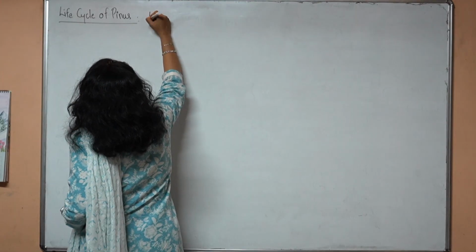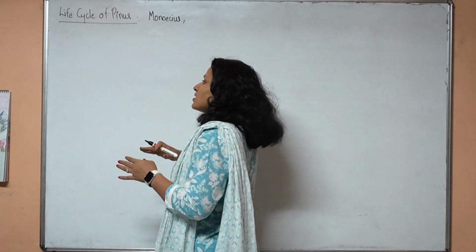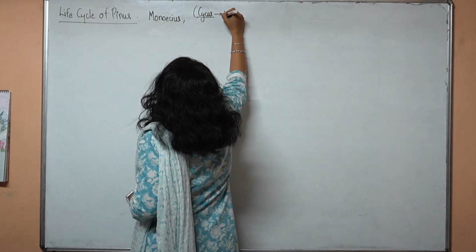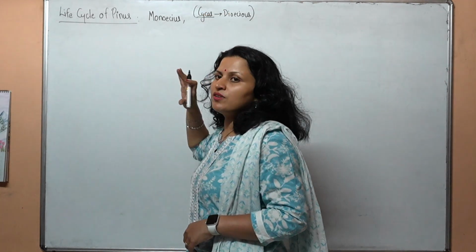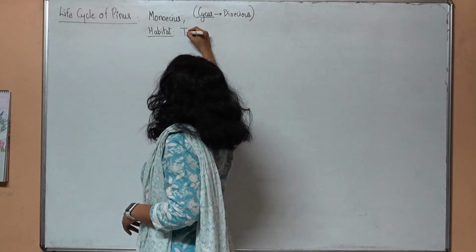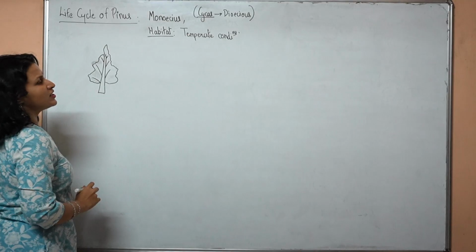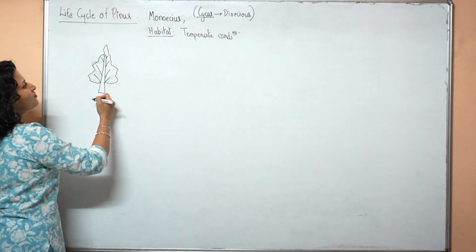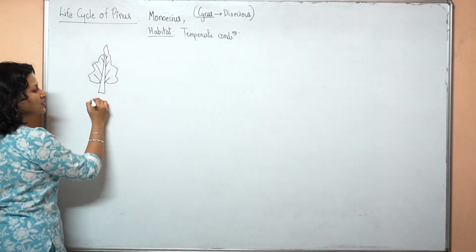Pinus is monoecious, both the sex organs on the same plant. Cycas is dioecious. There are male plants and female plants in case of Cycas. Its habitat is temperate conditions. So this is how the tree will ideally appear. Cone shape with this kind of branching. This is the Pinus tree.